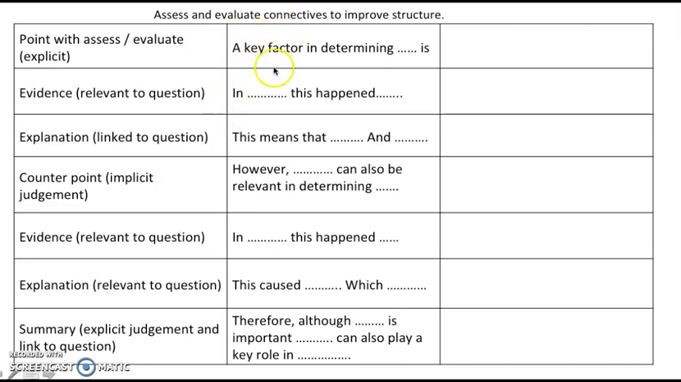Okay, so this is what we'd expect to see in each paragraph. You'd want to see these kinds of terms in each paragraph. For assess, it's probably two detailed paragraphs. For evaluate, you're looking at three.